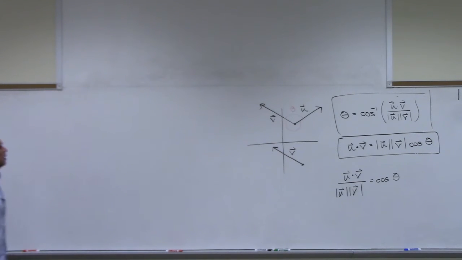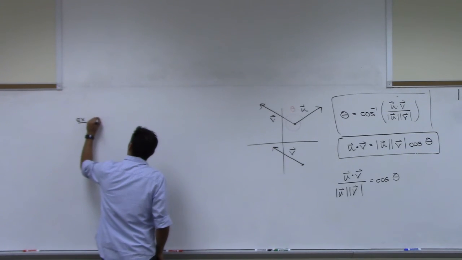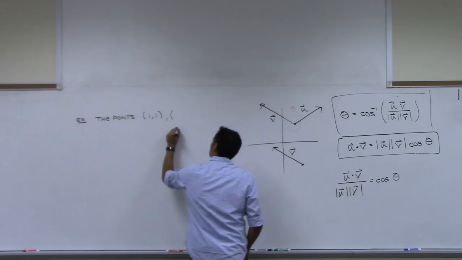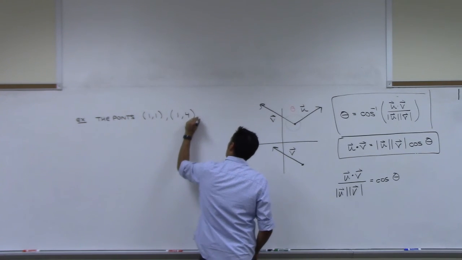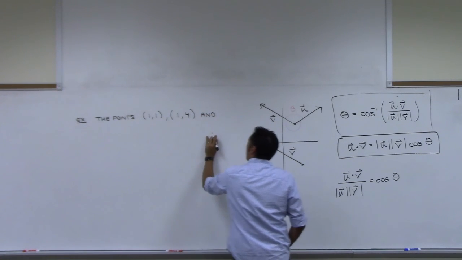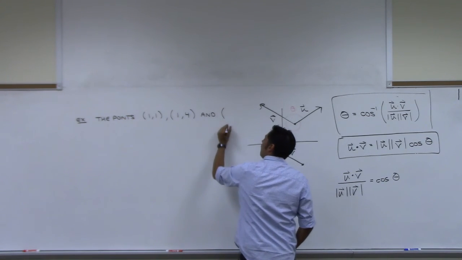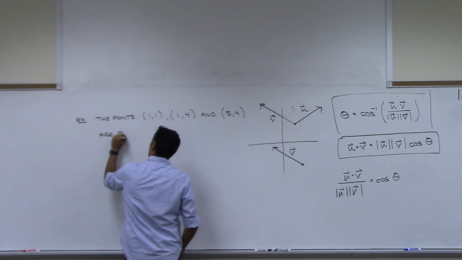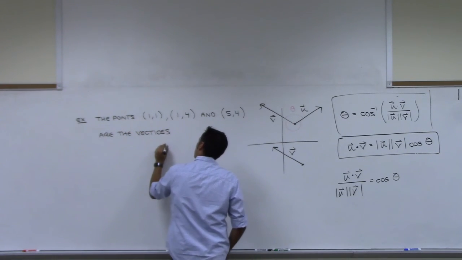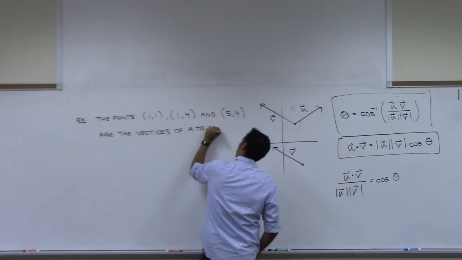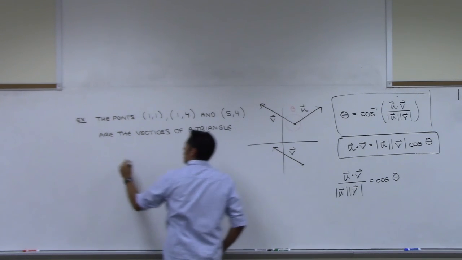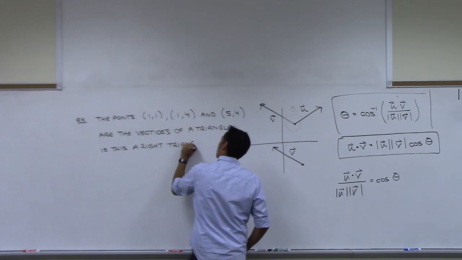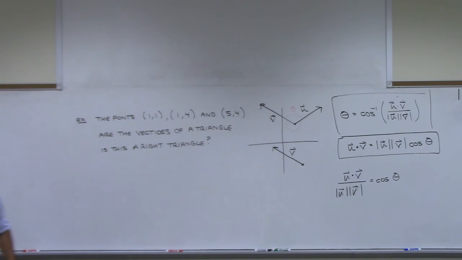Example. The points (1, 1), (1, 4), and (5, 4) are the vertices of a triangle. Is this a right triangle?